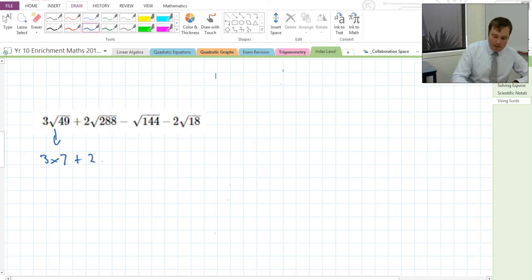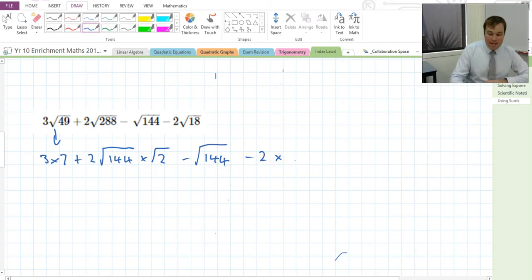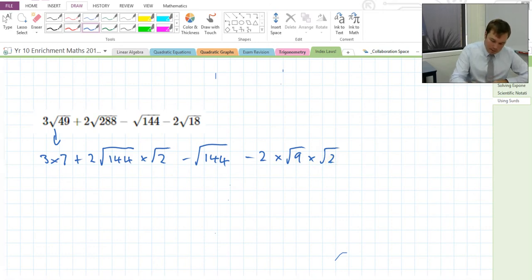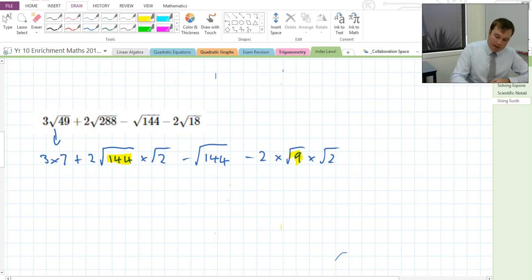Plus, 288 could be written as the square root of 144 times the square root of 2. Minus the square root of 144 minus 2 times, now root 18 could be written as root 9 times root 2. So it's a matter of splitting these surds into things that will help us. The reason I've split them in like so is because I know square root of 144 will be 12, and I know square root of 9 will be 3.